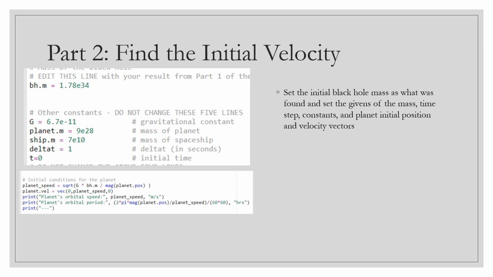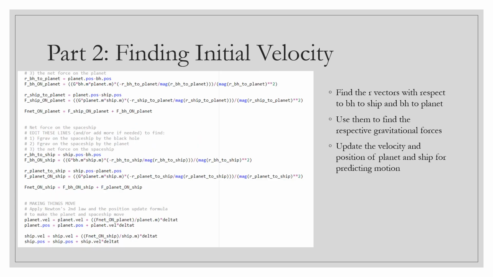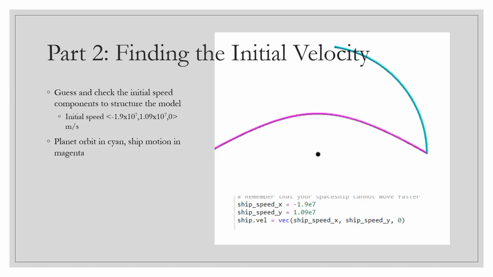Inputting this mass into the second model, we had to set the mass and the given time steps, constants, and the planet's initial position and velocity. From here we can find the r vectors and forces with respect to black hole to ship and black hole to planet, and we can update the velocity and position from here.